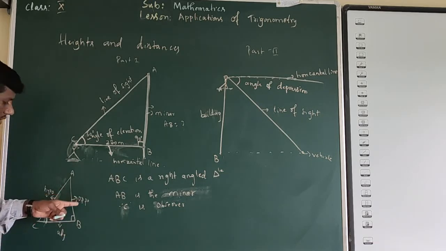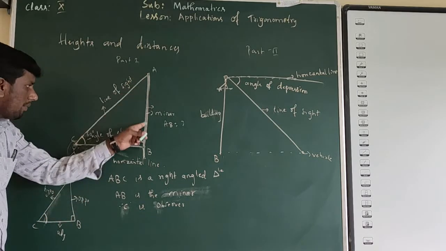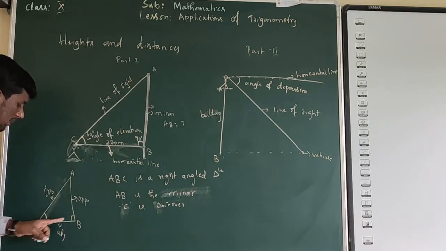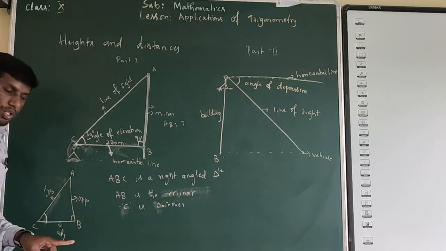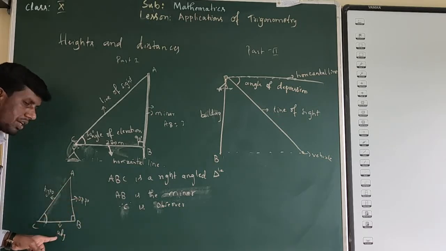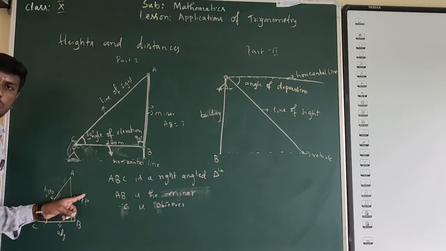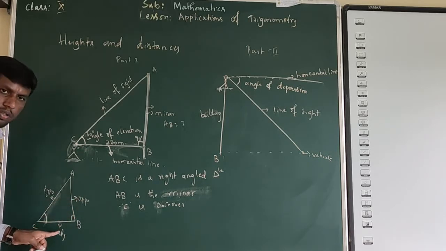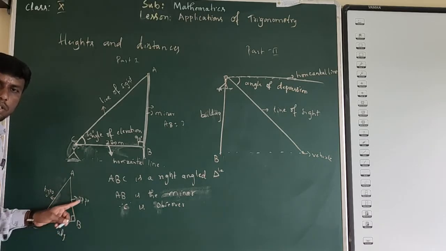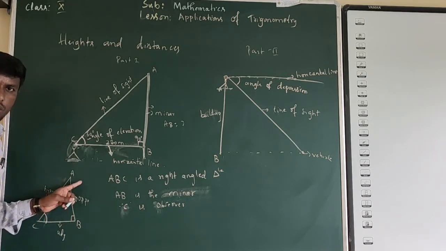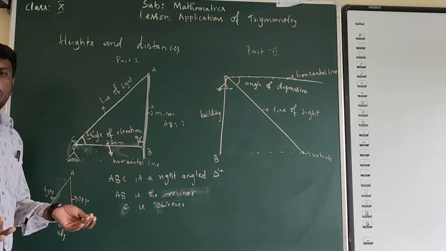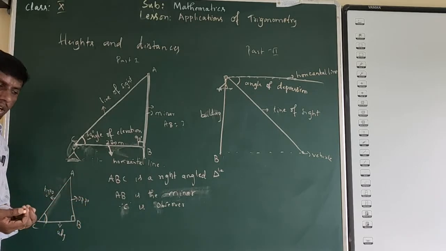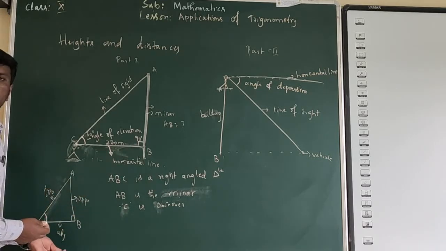So I need to find out this AB. I know this BC and the angle. Now tell me which ratio involves opposite and adjacent. What is opposite by adjacent or adjacent by opposite? Opposite by adjacent is what? Tan, right? So I can use the tan here.